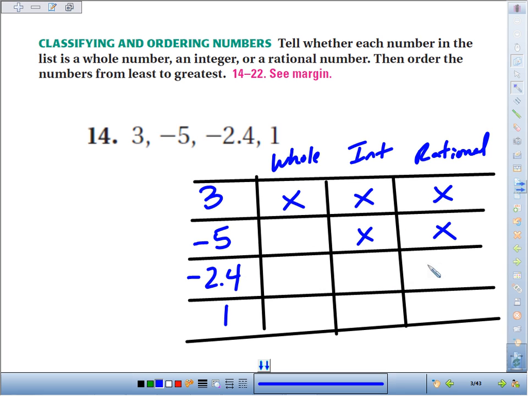-2.4, that's -2 and 4/10. I said it as a fraction, so it's rational. But fractional pieces are never integers or whole numbers. And then 1, I could write as a fraction, 1 over 1. It is a counting line number, an integer. And since it's positive, it'll be a whole number.